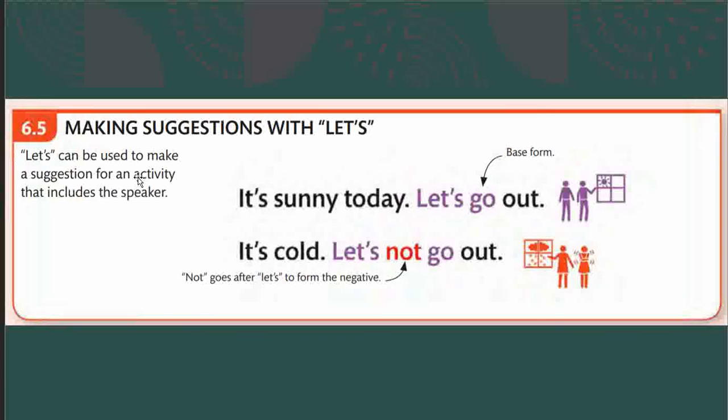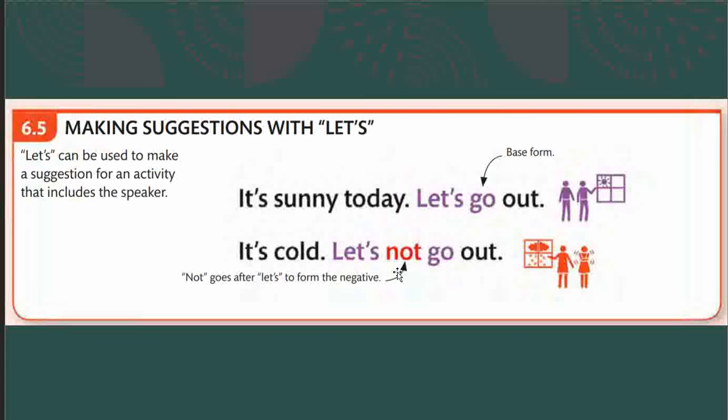Let's can be used to make a suggestion for an activity that includes the speaker. Other instructions were for the person to whom you were talking. Now, in this, the speaker is included in the imperative sentence. When you use the word let's, the speaker is included. It's sunny today, let's go out. Go is the base form of the verb. It's cold, let's not go out.